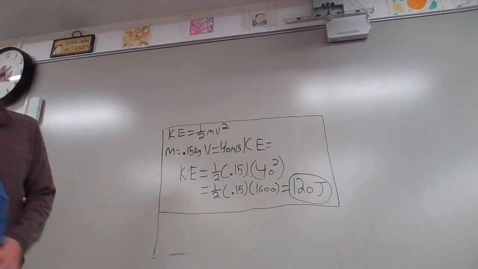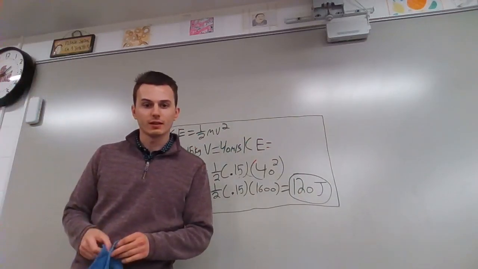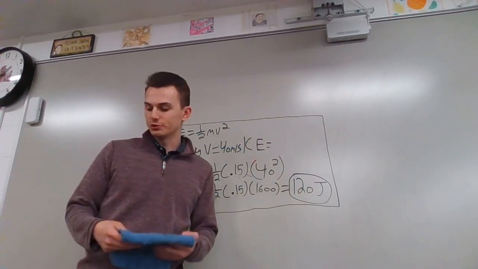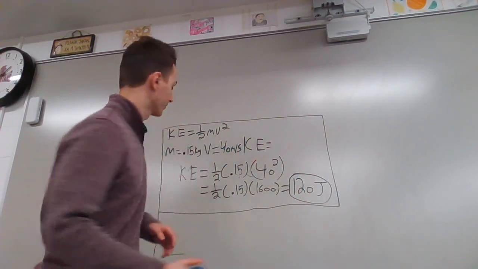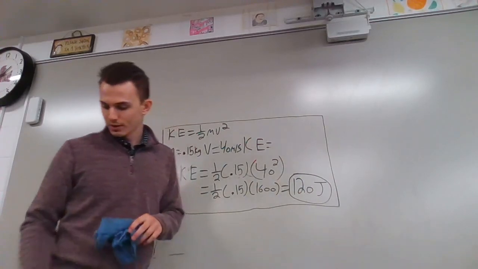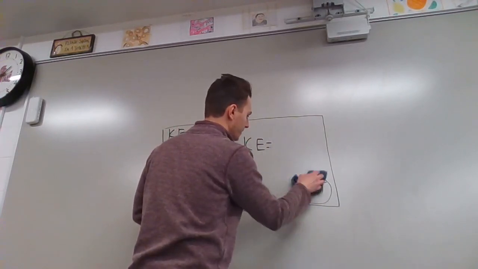Next one. A car moving at a speed of 20 meters per second has a kinetic energy of 300,000 joules. What is the car's mass? So this time we're not solving for KE. We're going to solve for mass. Okay, so mass in kilograms, looking for M.